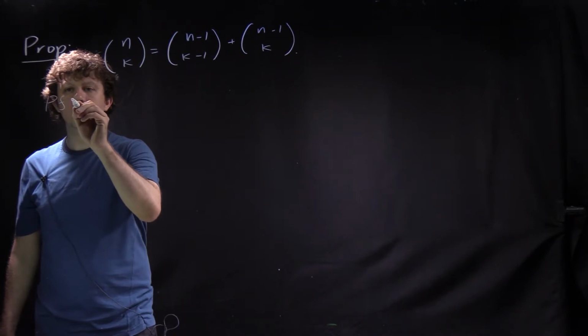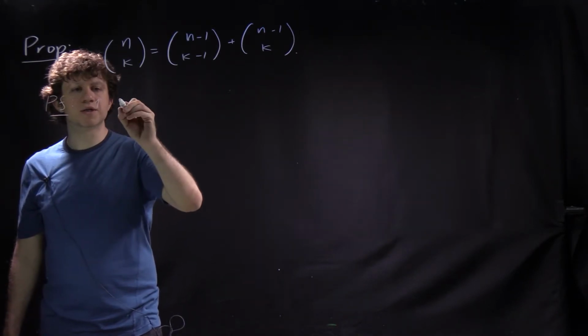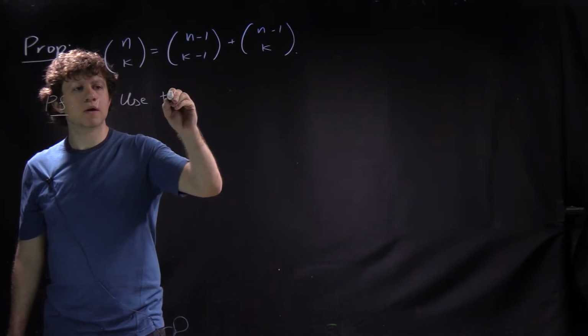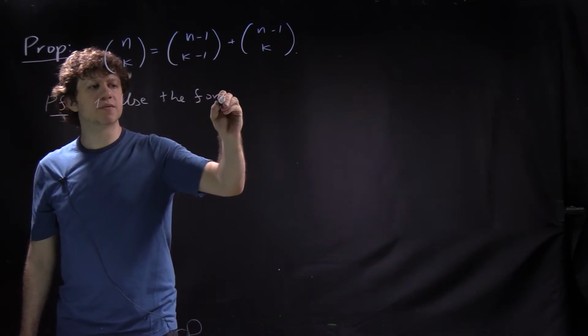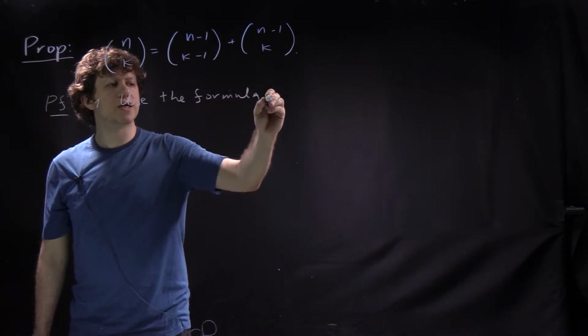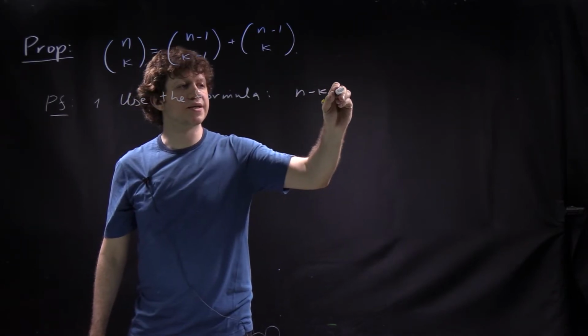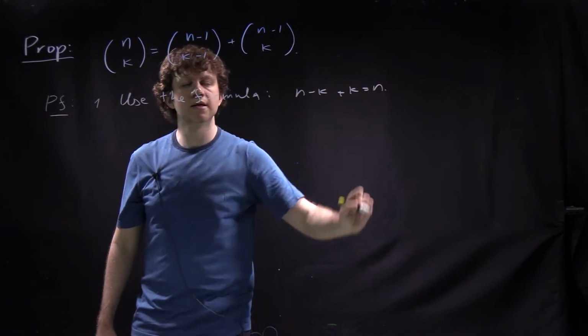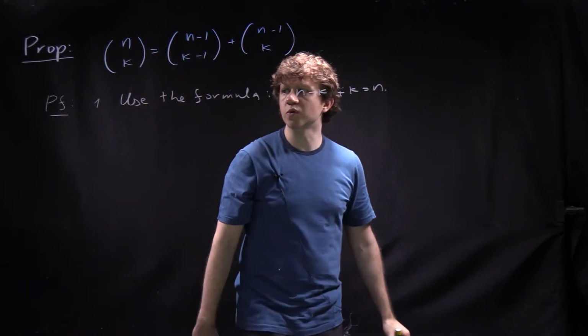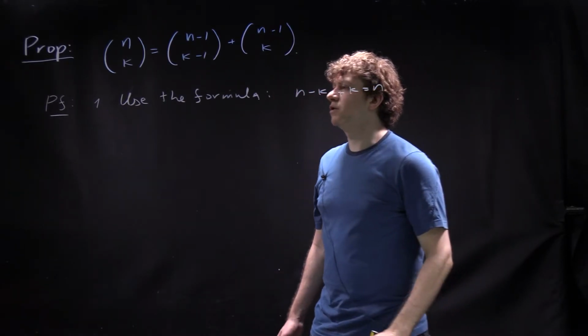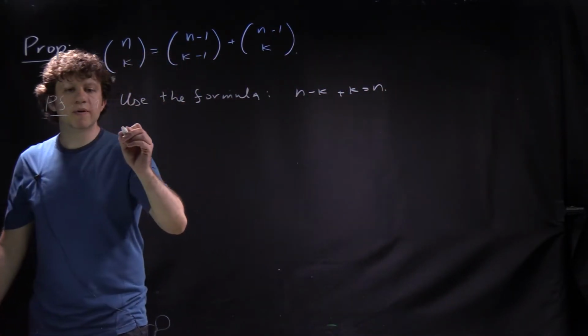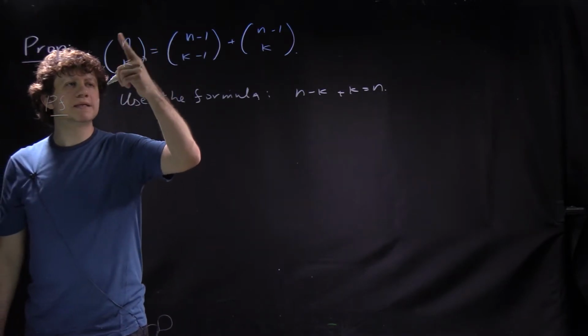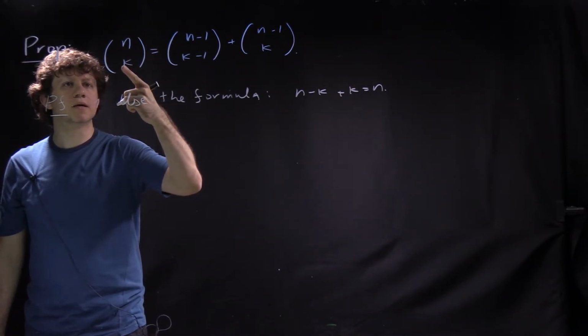So proof, and maybe the first one is to use the formula. And that becomes a very simple exercise. So basically one gets n minus k plus k is equal to n, more or less. So a very simple proof. But there is another way to prove it, maybe more conceptually. So let's look at all these parts.